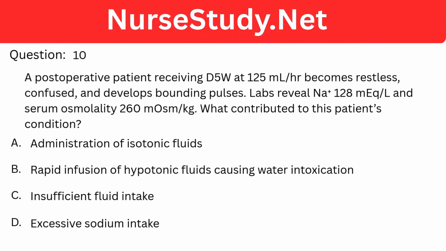Question 10. A postoperative patient receiving D5W at 125 milliliters per hour becomes restless, confused, and develops bounding pulses. Labs reveal sodium 128 milliequivalents per liter and serum osmolality 260 milliosmoles per kilogram. What contributed to this patient's condition? A. Administration of isotonic fluids. B. Rapid infusion of hypotonic fluids causing water intoxication. C. Insufficient fluid intake. D. Excessive sodium intake.